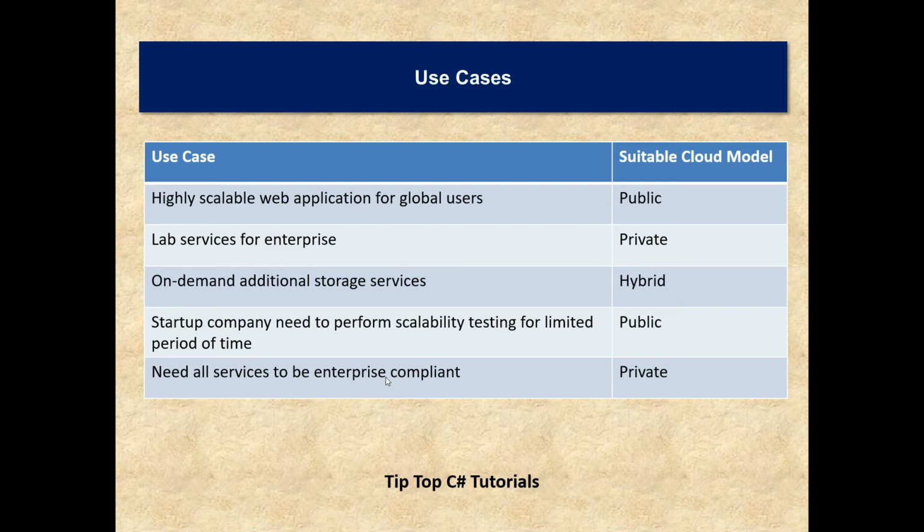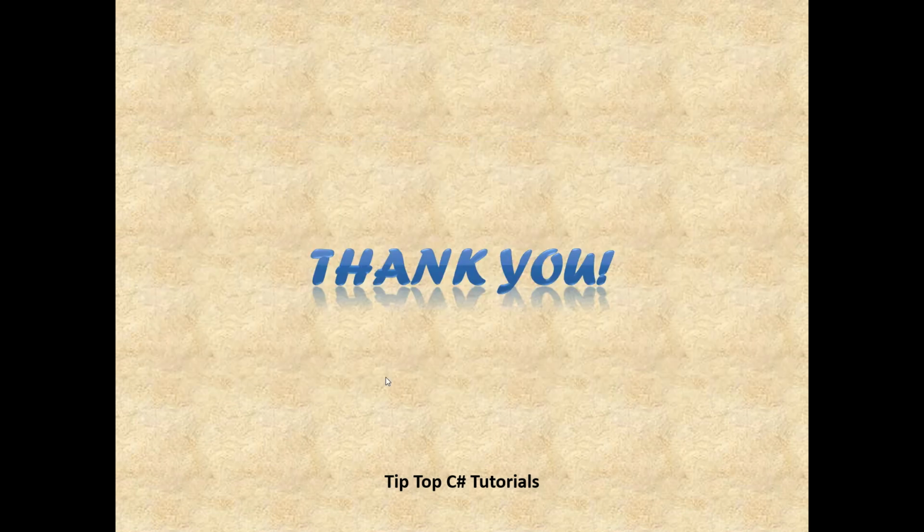The last one is we need all services to be enterprise compliant. There are a lot of services which we are implementing and they need to be enterprise compliant. Definitely it's going to be private, because no other model can completely achieve the adherence or compliance to regulations. That's about the use cases. That's about the different cloud computing models here.